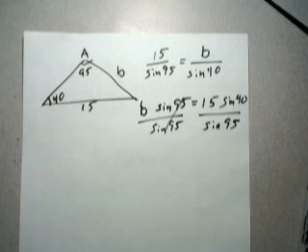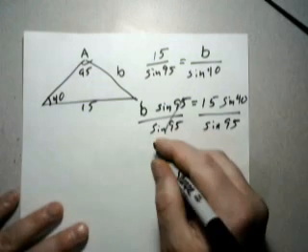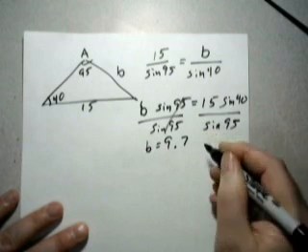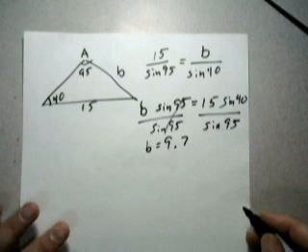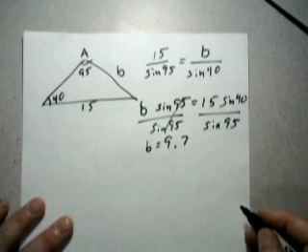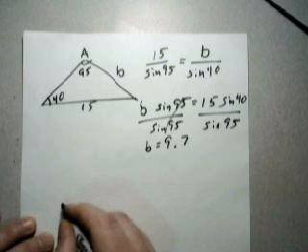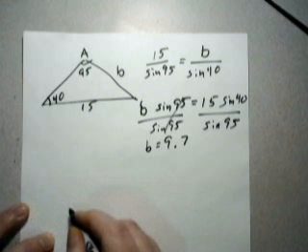So that would be 9.7. So B is equal to 9.7. So let's take a look at the next one, number 24.